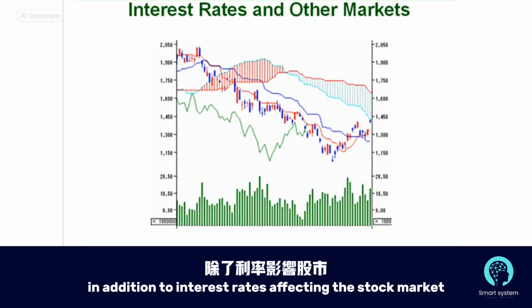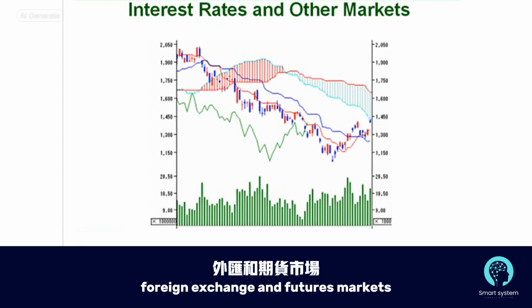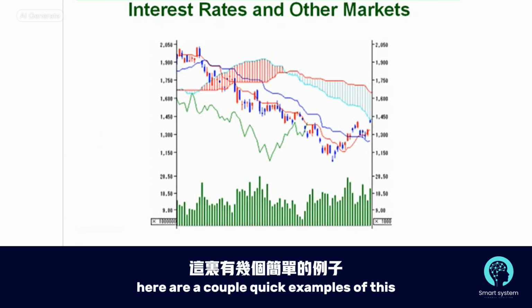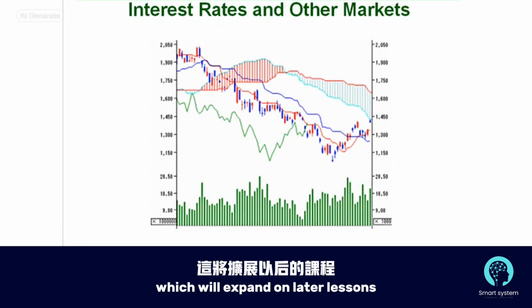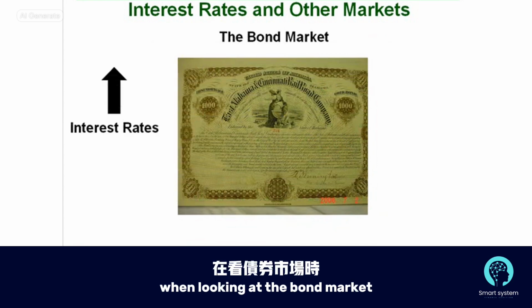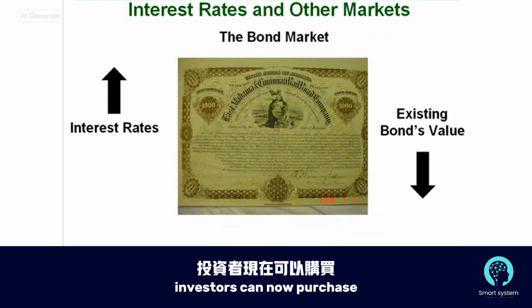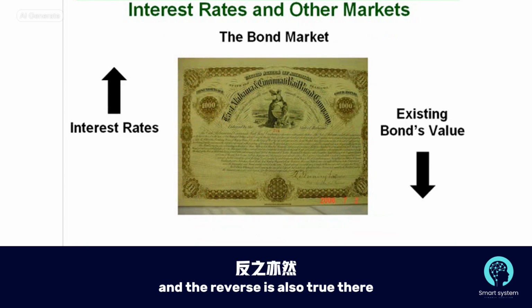In addition to interest rates affecting the stock market, interest rates also have a direct effect on the bond, foreign exchange and futures markets. Here are a couple quick examples of this, which we'll expand on in later lessons. When interest rates rise, in the bond market, the value of existing bonds falls as investors can now purchase the same bond with a higher interest rate. And the reverse is also true there.